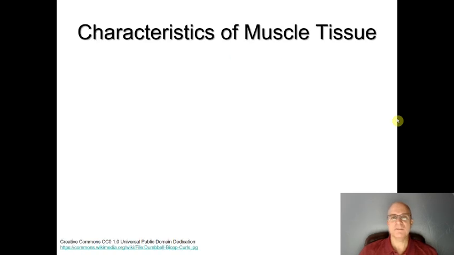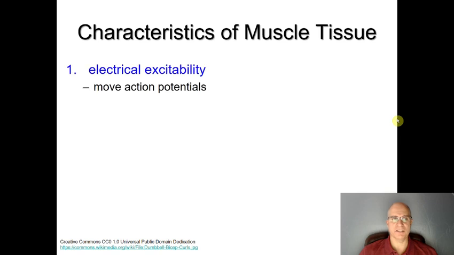All right, so let's look at some of the characteristics of muscle tissue. So muscles have what we call electrical excitability. Woo! No, not that kind of excitability. Electrical excitability means that they can move action potentials, which was the last topic that we talked about.